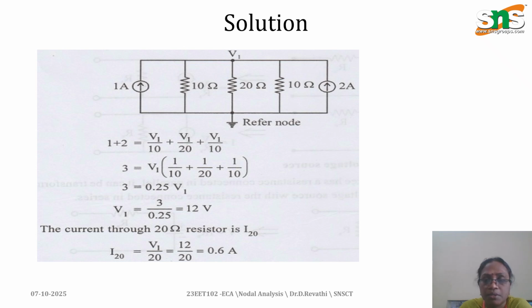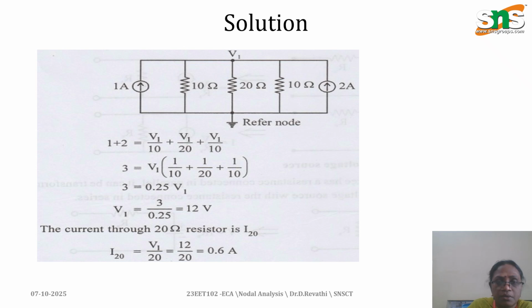Here there are 2 amps, and the same value of 10 ohm is connected in parallel. Now you have converted the voltage source into a current source and rearranged the circuit. Now we have to find the value of V1.